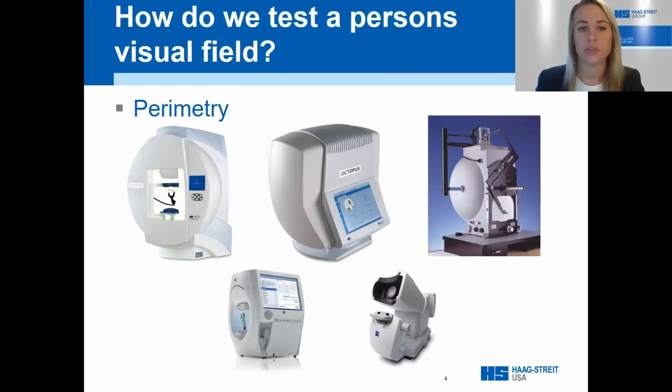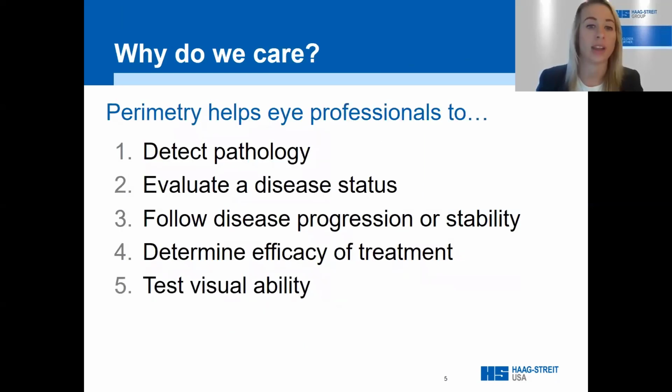The method we use to test a patient's visual field is called perimetry. A perimeter will accurately quantify a patient's sensitivity to light throughout the visual field in a systemic, highly standardized manner. But why do we do this? There are many reasons why, and I've listed them here. We run visual fields to detect pathology, to evaluate disease status, follow up of pathologies to determine disease progression or stability, to determine efficacy of treatment, or visual ability testing.